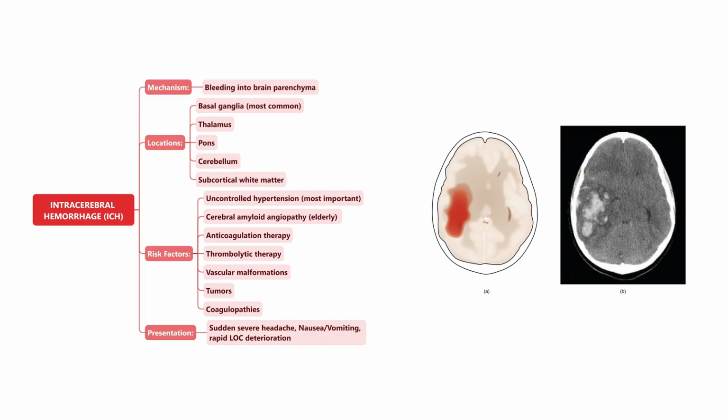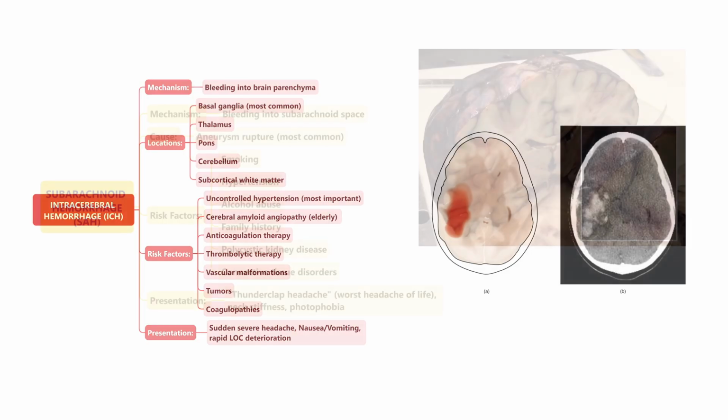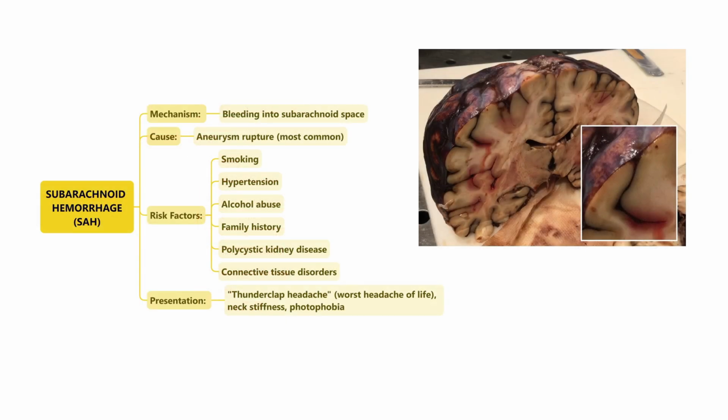The typical presentation includes sudden severe headache, nausea and vomiting, and rapid deterioration of level of consciousness. As you see in this image, subarachnoid hemorrhage involves bleeding into the subarachnoid space, most commonly caused by aneurysm rupture.